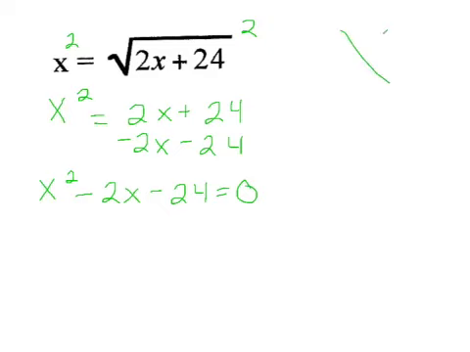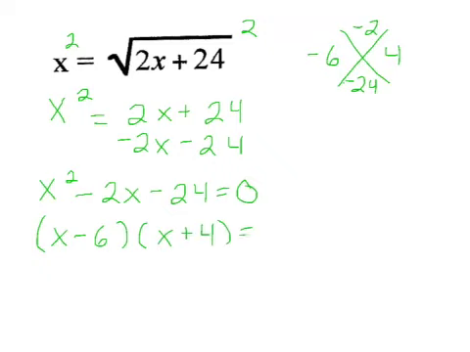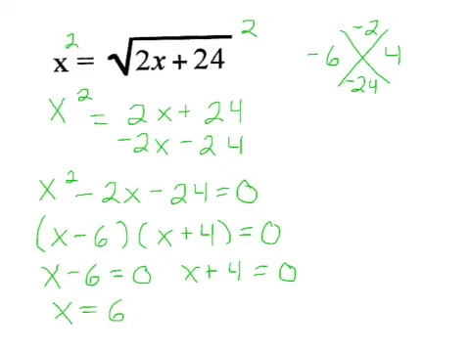So now let's do the big X and find two numbers that add to negative 2 and multiply to negative 24. So I think negative 6 and 4 will work. It does. So we get x minus 6, x plus 4, set each equal to 0, and solve. We end up with x equals 6 and x equals negative 4.